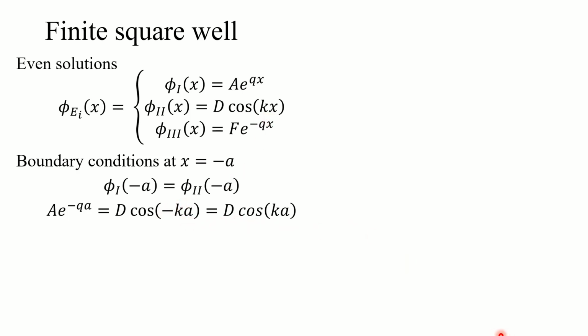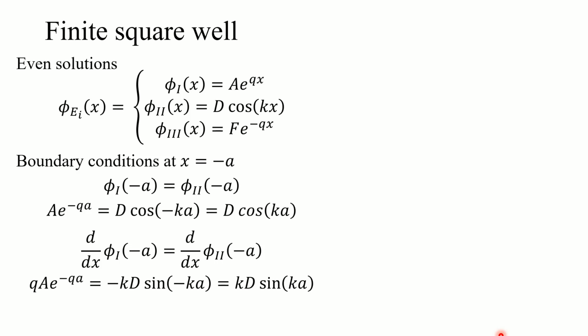Likewise, the derivative of those functions have to be the same at that point. And if we take those derivatives, we get this. We get qA times e to the negative qa is equal to negative kD sine of negative ka. Now, since sine's odd, sine of negative x is equal to negative sine x, so there's going to be a negative sign. The negative signs are going to go away, and we have that equation.